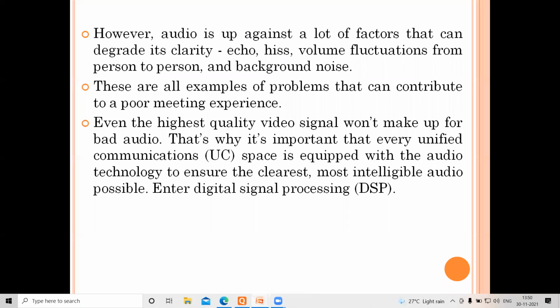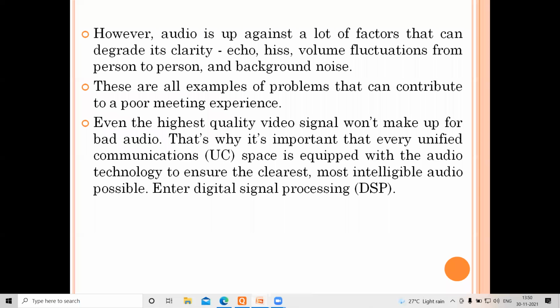However, please remember your audio is up against a lot of factors. There is degradation in clarity. I'm using an echo canceller based sound system and trying to talk to you, but since it goes through the net, there can be a problem of echo, a problem of hiss, volume fluctuations from person to person, and also background noise. These are a few problems.